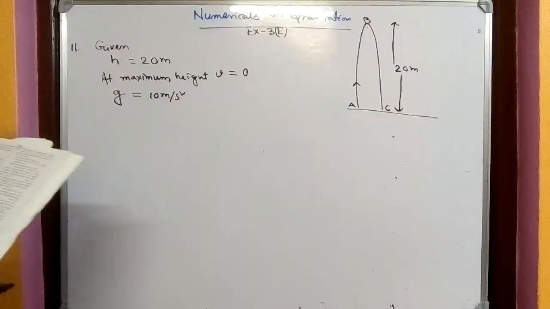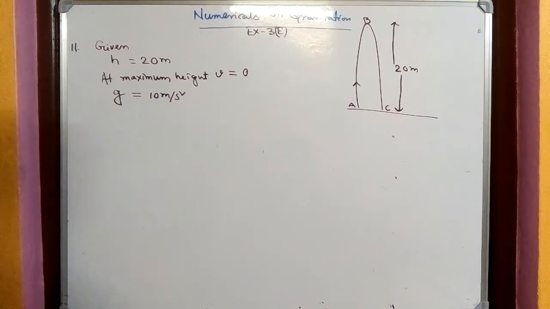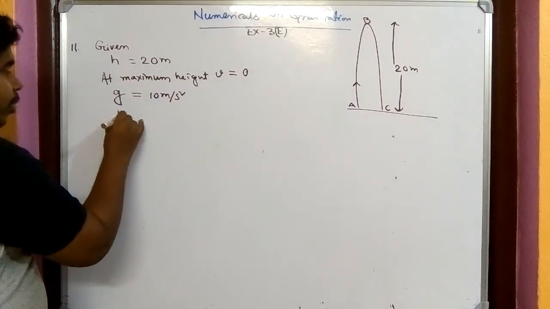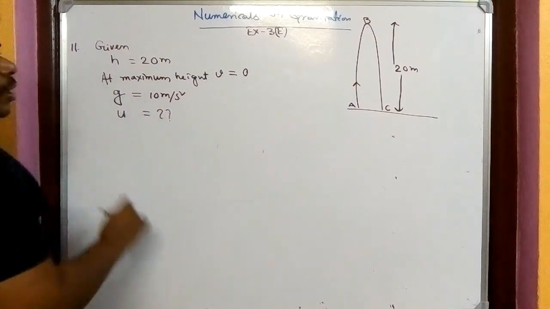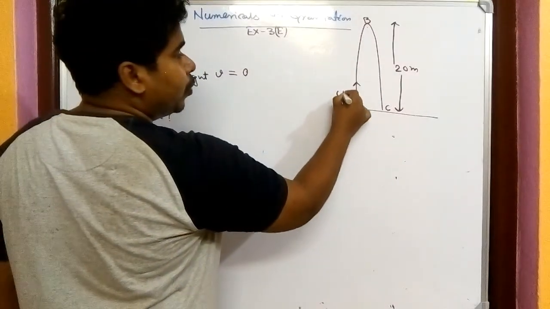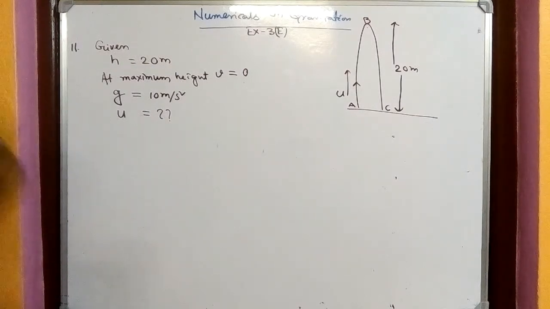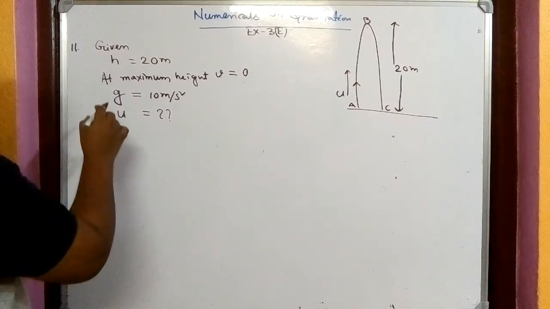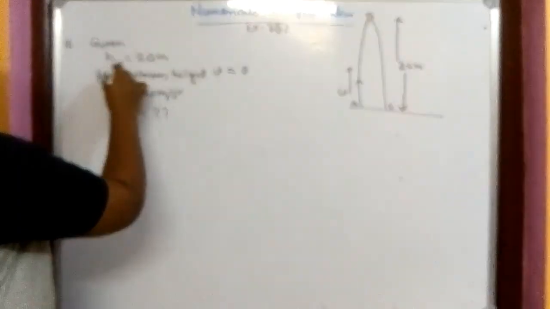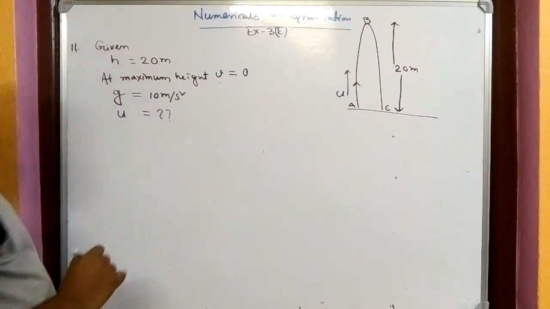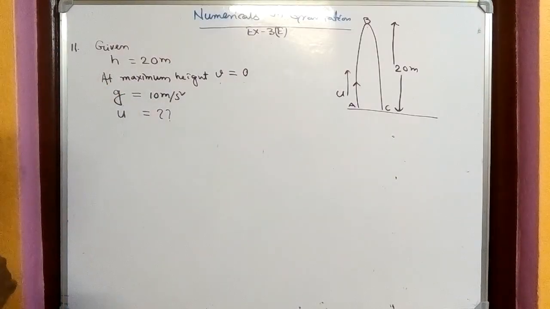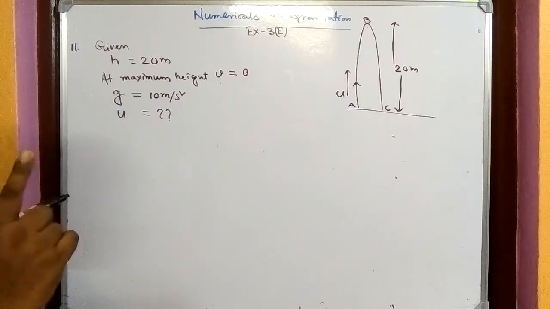Now coming to the first question, the initial velocity of the ball. That means you have to find out u. The u is not given, the velocity by which you have thrown it upward. Okay, so how do you do it? See, you have g, you have v, you have h. You have to find u. Which equation do you have to use? That is a very important thing.